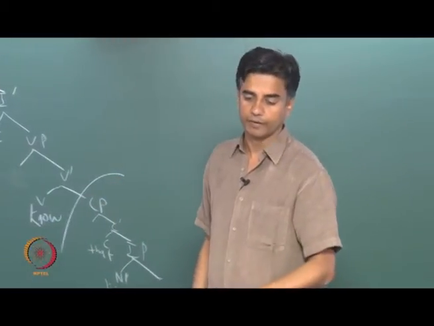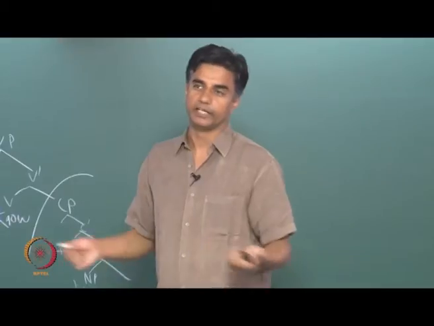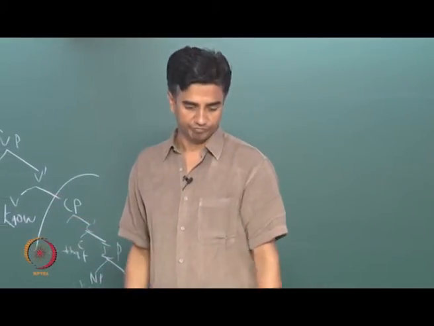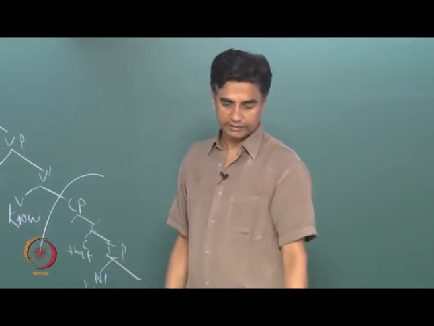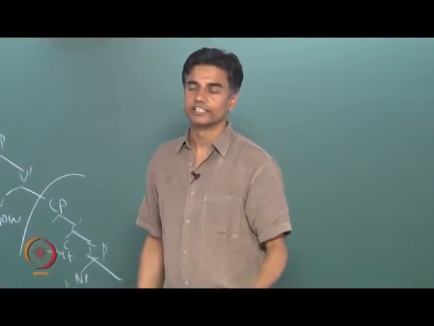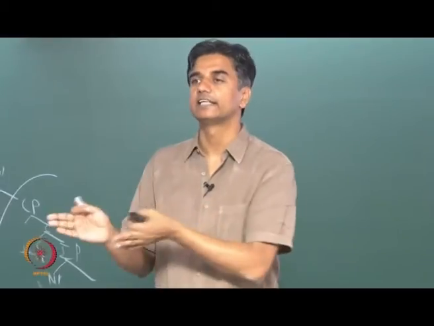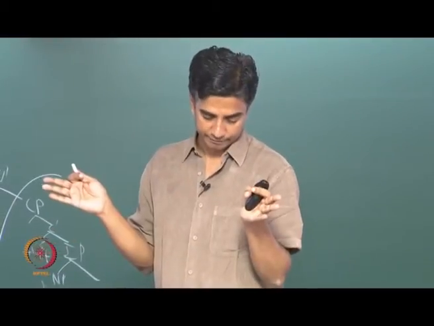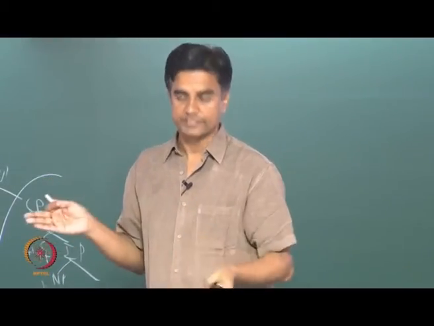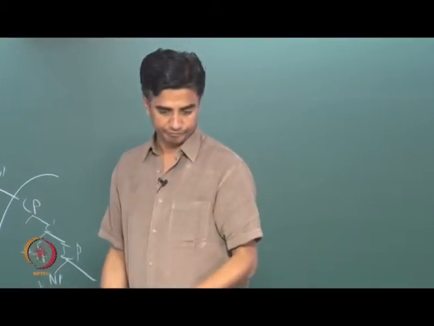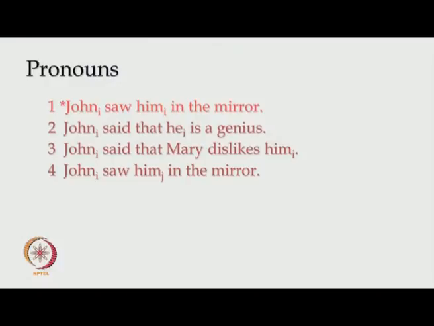An NFR must be bound in its binding domain, and the binding domain is the IP. The smallest clause containing it, that is both the antecedent and the reflexive, must be within the same smallest clause, that is the same IP. Look at these pronouns. Now I am coming to probably what you were looking for.